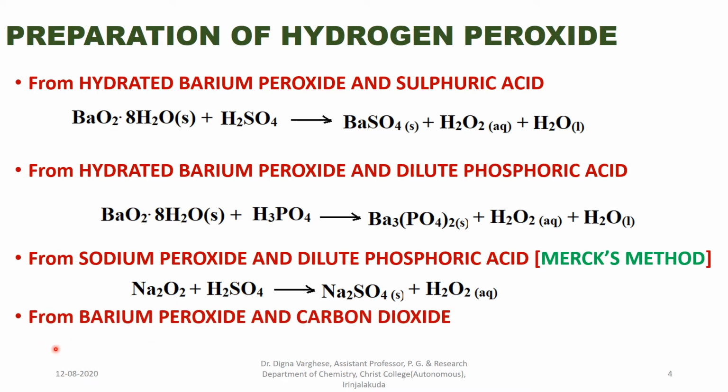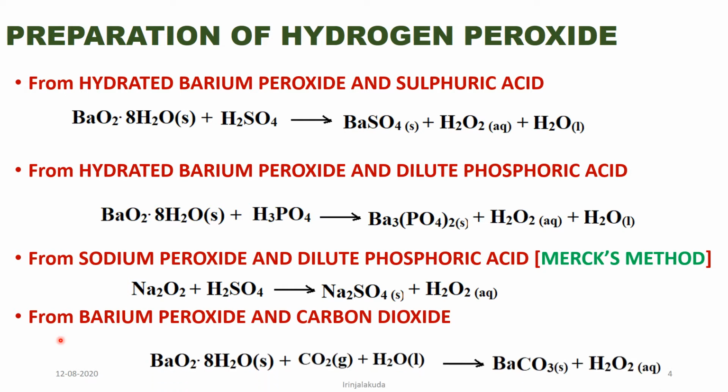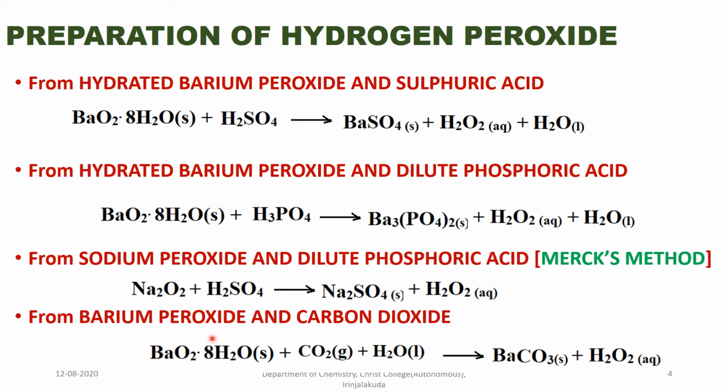Another method of the preparation for hydrogen peroxide is from barium peroxide and carbon dioxide. Hydrogen peroxide can be prepared by bubbling carbon dioxide through the ice-cold aqueous paste of barium peroxide. We will get barium carbonate and hydrogen peroxide. The insoluble barium carbonate is filtered off to get the dilute solution of hydrogen peroxide.